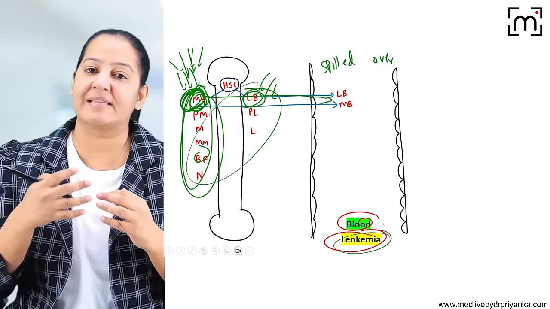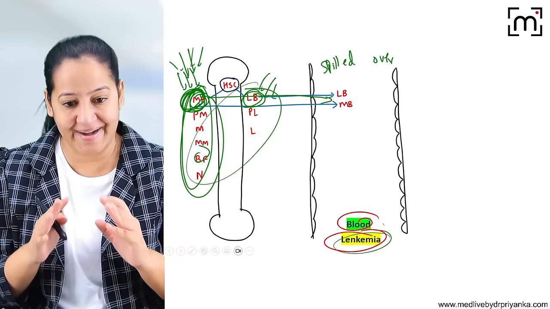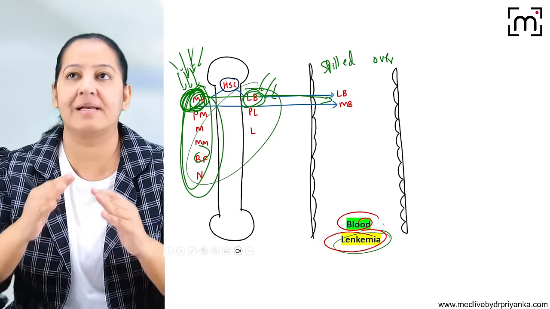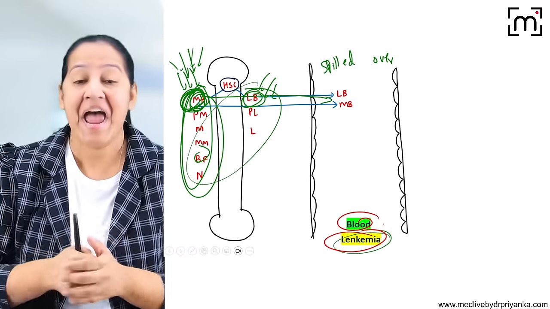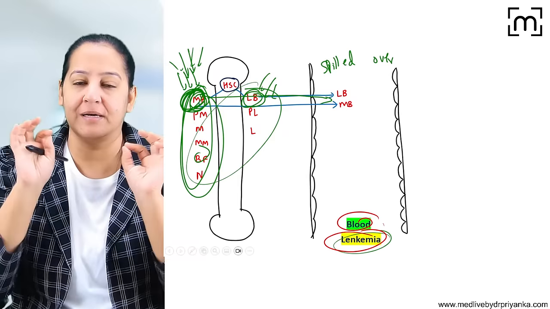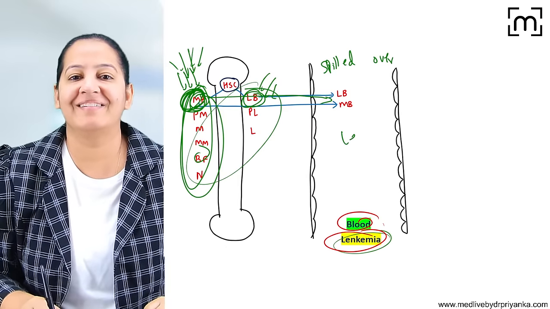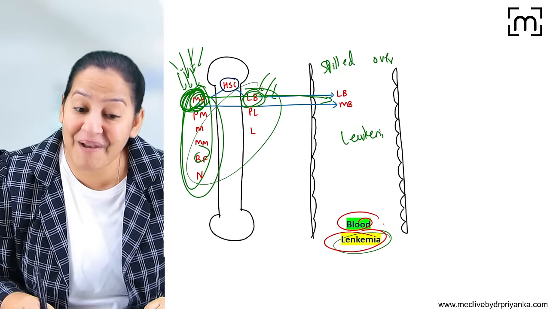So different cancers have different types of mutation. Ultimately, they convert into cancer cells. And because they convert into the cancer cell, they do uncontrolled mitosis. And because of the uncontrolled mitosis, they are spilled in the blood. And once they are spilled in the blood, it is known as leukemia, the blood cancer.